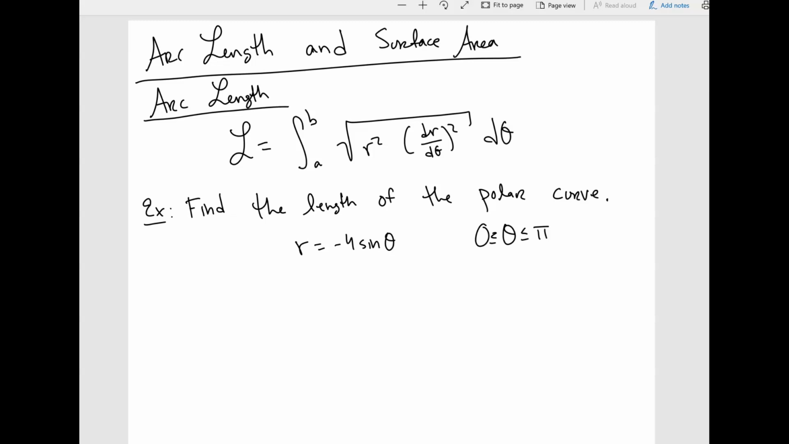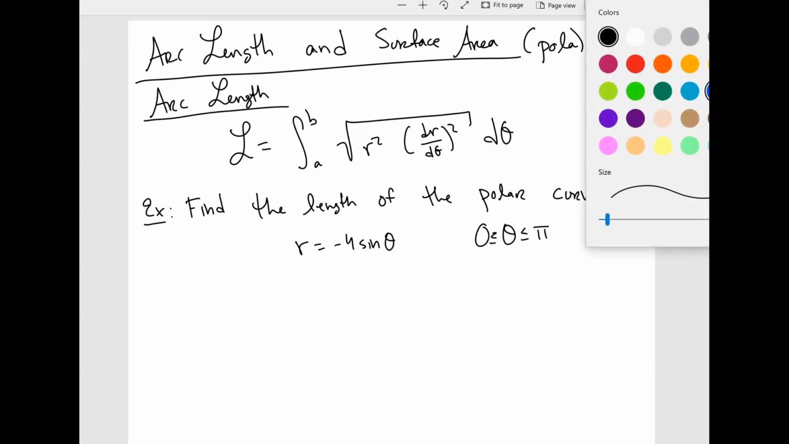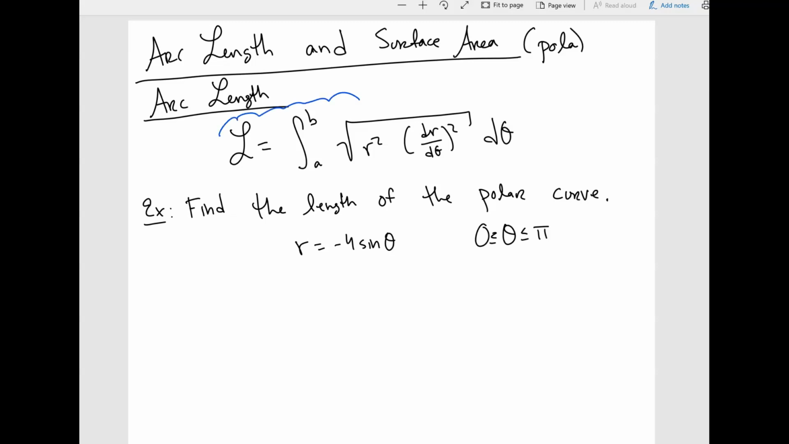In this video, we will talk about arc length and surface area for polar curves. Okay, so the first thing that we'll talk about is arc length. So we were given this formula. This formula, you can kind of easily derive it using parametric equations. So just use the parametric equation formula and then just let x equals r cosine theta and y equals r sine theta.